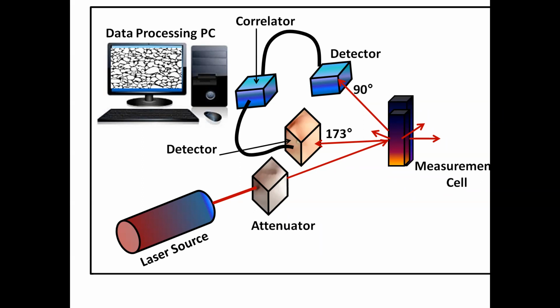Suppose there is a sample cell where you have to place your sample, then you have a laser source, then an attenuator, and the attenuator allows the monochromatic light to pass when it is incident. Then you have a detector which is placed at 73 degrees, then a correlator, and then another detector which is capturing the images at 90 degrees. So both information or images will combine at a correlator, and after this correlation the data will go to the system, and you will get the particle size, zeta potential, particle size distribution, all parameters.